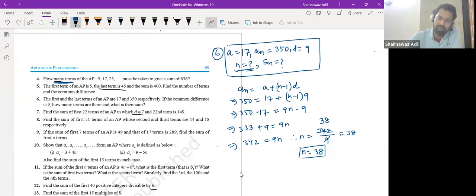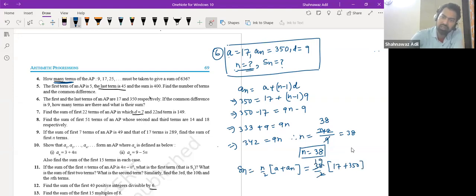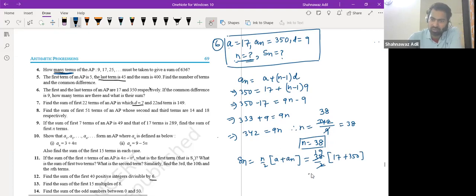And then we can calculate Sn. So Sn is n by 2, A plus An, right? This would be simple to use. So 38 by 2, A is 17, An is 350. So this is 19, and this is how much? So 19 into 367, whatever it is. So this would be the answer, right?